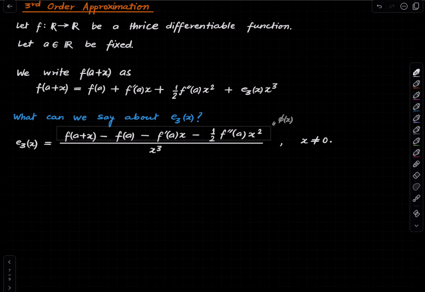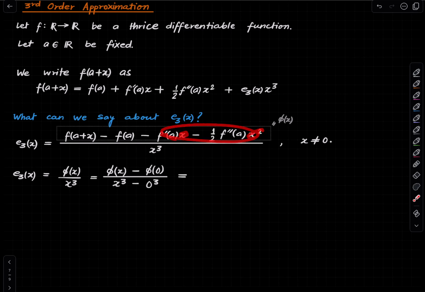So E3x is phi x upon x cubed. And once again, phi 0 is 0, because these two things are anyway dead at x equals 0, and these two cancel out at x equals 0. So by Cauchy's mean value theorem, this is phi prime c divided by 3c square for some c in the range 0 and x.